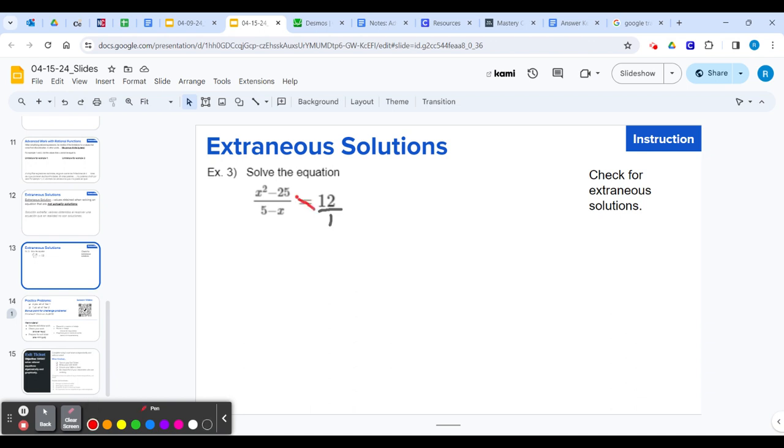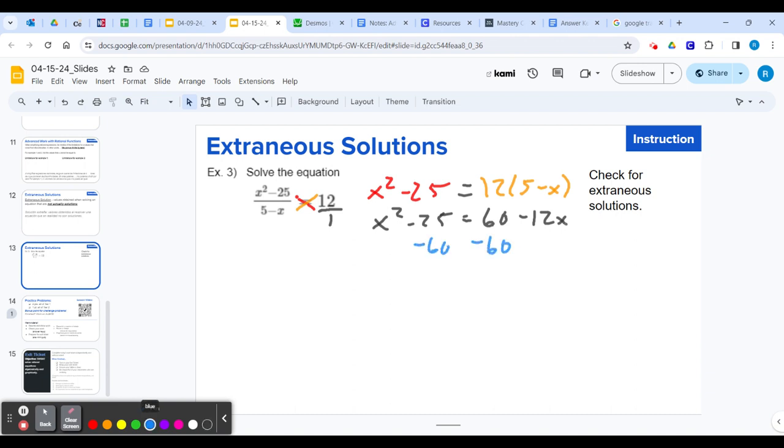So then I get 1 times x squared minus 25, which is just x squared minus 25, and that equals 12 times 5 minus x. So let's simplify that out. We get x squared minus 25 equals 60 minus 12x. And then, since we have this quadratic, I'm going to move everything over to the left side of the equation. So I'm going to subtract 60 from both sides.